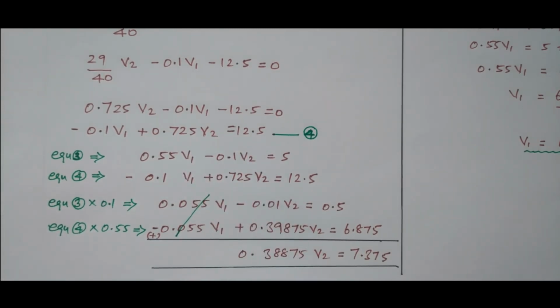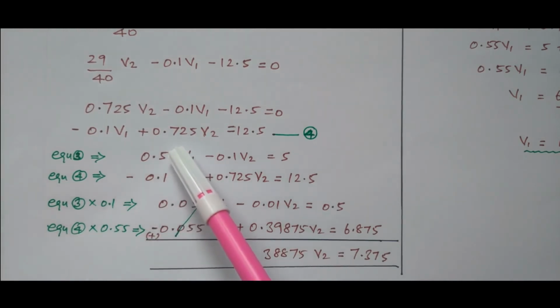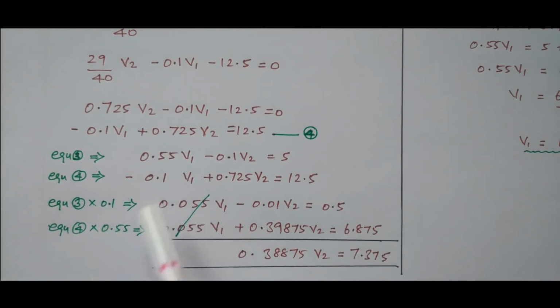See this, in order to cancel V1, here 0.55 is available, here 0.1 is available. So multiplying equation 3 with 0.1 and equation 4 with 0.55, so that these two terms become equal, we can easily cancel. That is, equation 3 is multiplied by 0.1. Equation 4 is multiplied by 0.55. We multiply oppositely, so that these two terms become equal. Right? So equation 3 multiplied by 0.1 we will get this. Equation 4 multiplied by 0.55 we will get this.